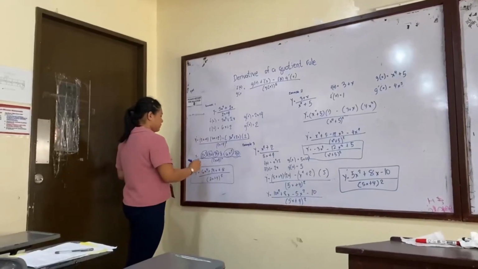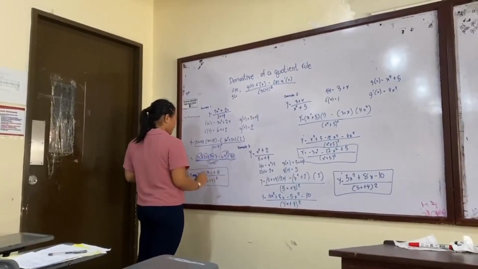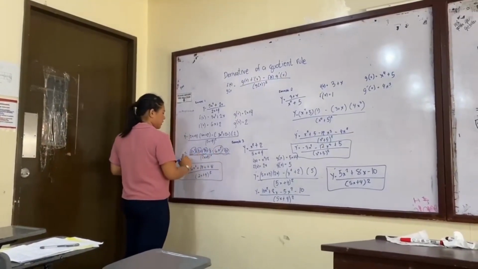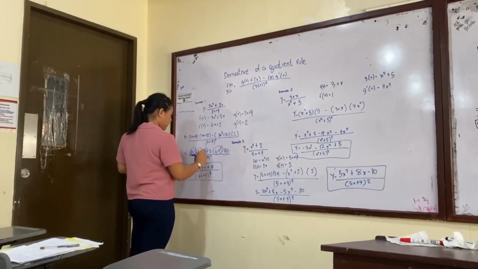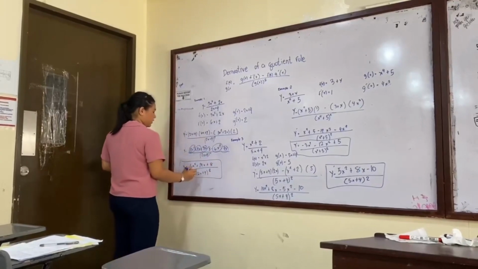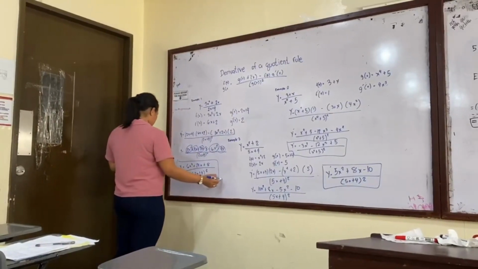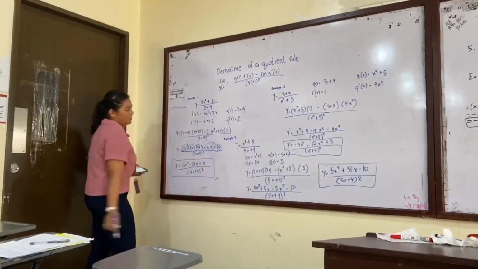Find the like terms. 12x squared minus 6x squared is equal to 6x squared. 4x minus 4x is equal to 0. Hindi na natin siya isulat. Copy to. 24x plus 8 is over 2x plus 4 raised to 2. And this is the derivative of the given function. This is our final answer.